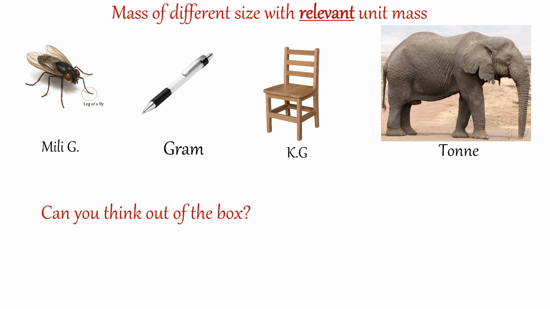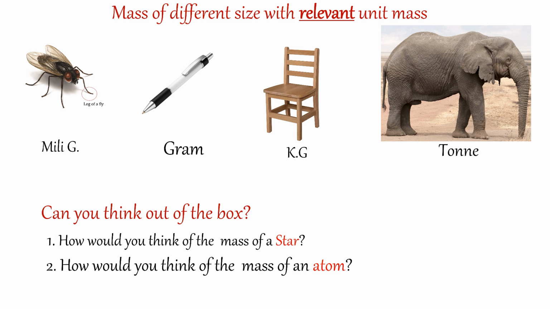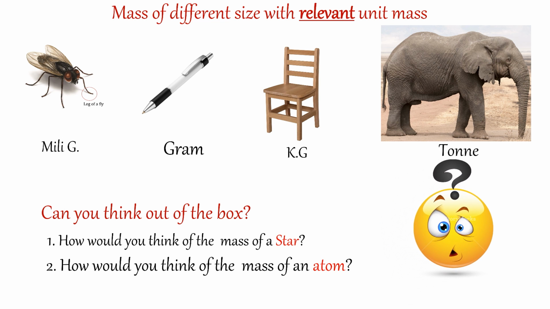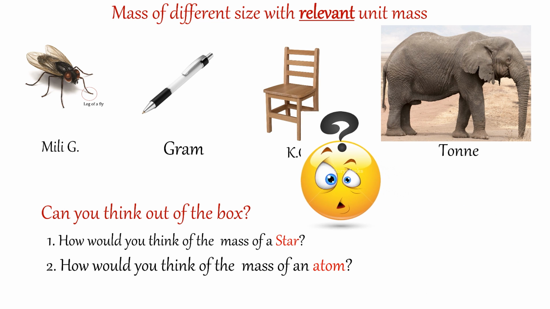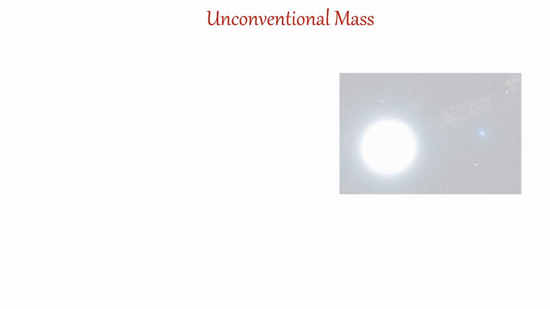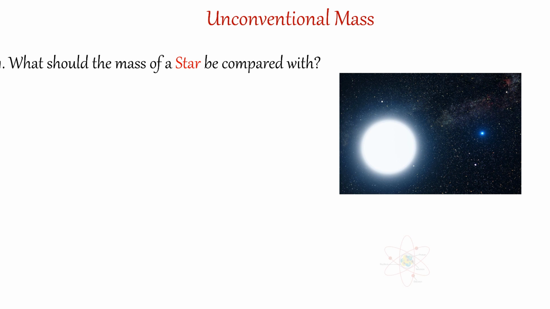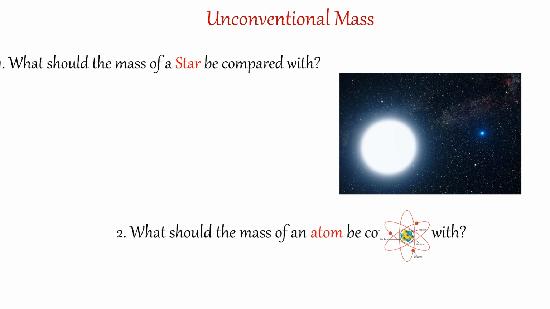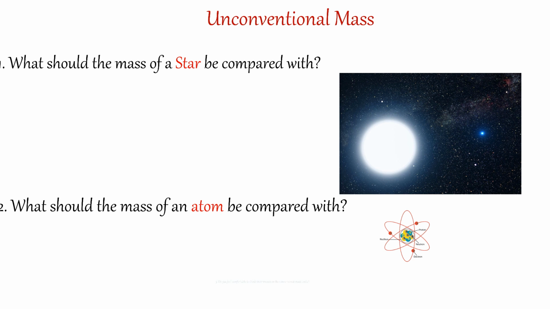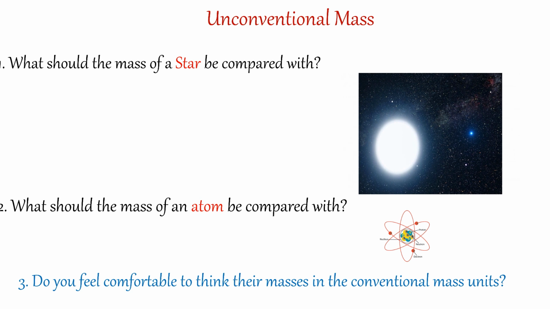Can you think out of the box? How do you think of the mass of a star? Or how do you think of the mass of an atom? Puzzled here. Unconventional masses. The mass of a star. What should the mass of a star be compared with? And what should the mass of an atom be compared with? Do you feel comfortable to think of the masses in conventional mass units? Certainly not.